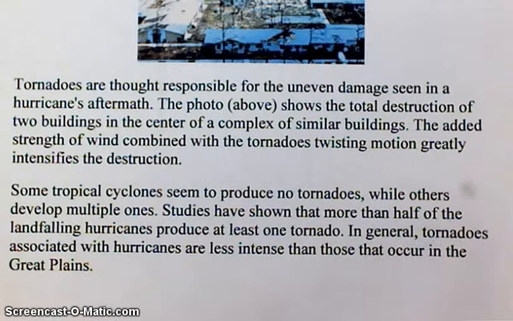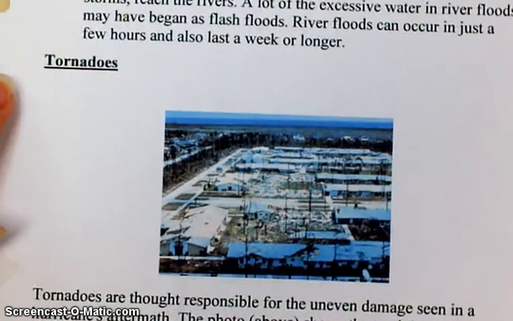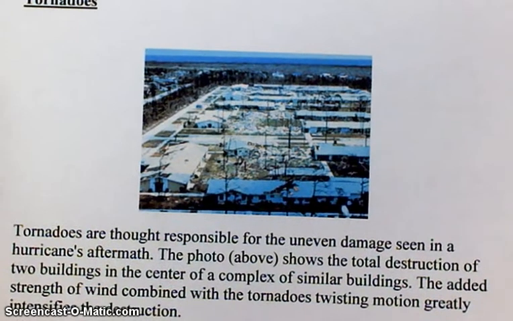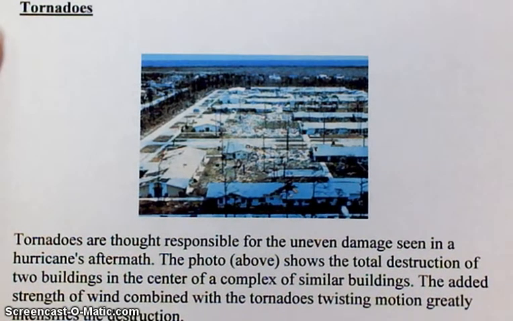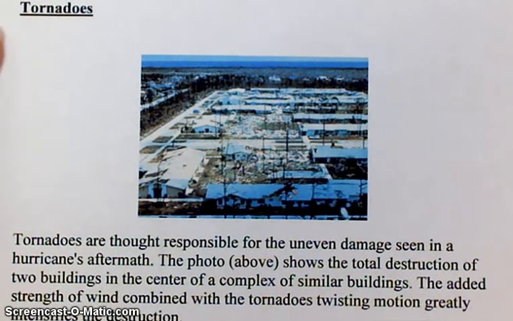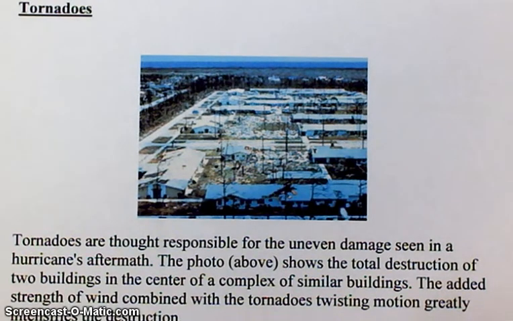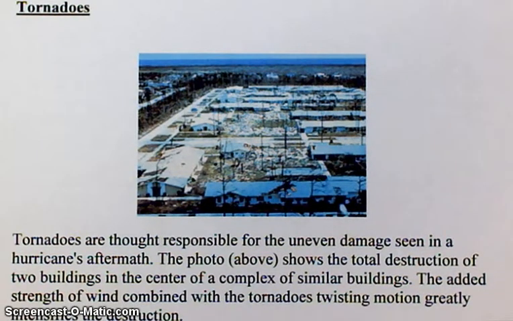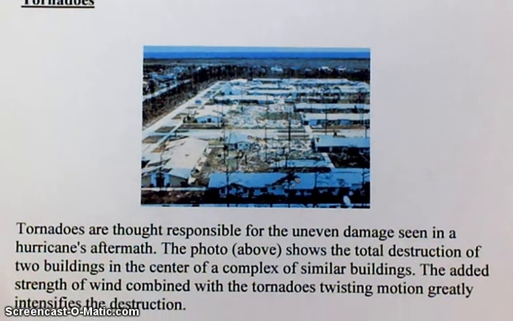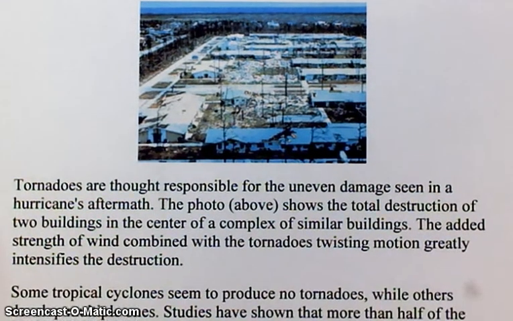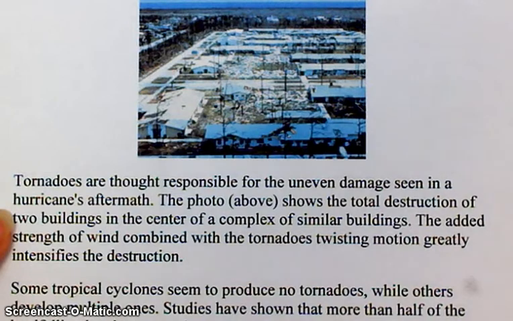All right. Last thing we're going to talk about is tornadoes. And we're going to talk again about tornadoes simply because it is something that can potentially form in a hurricane, just simply because they are associated with very, very strong thunderstorms, which we're going to get a lot of in a hurricane. Tornadoes are thought to be responsible for a lot of the uneven damage seen in a hurricane's aftermath.